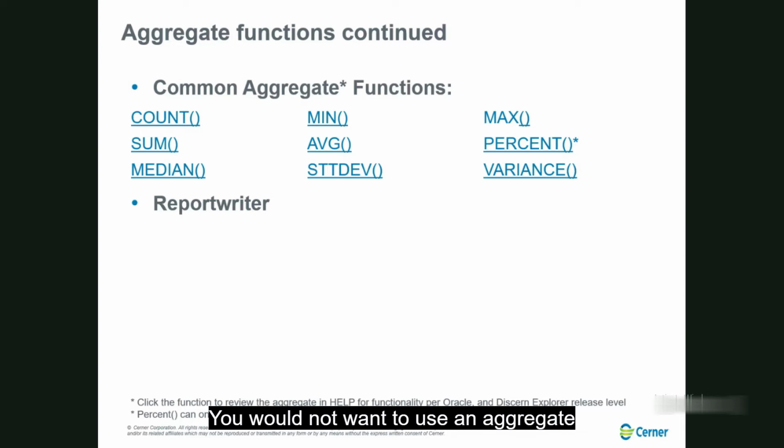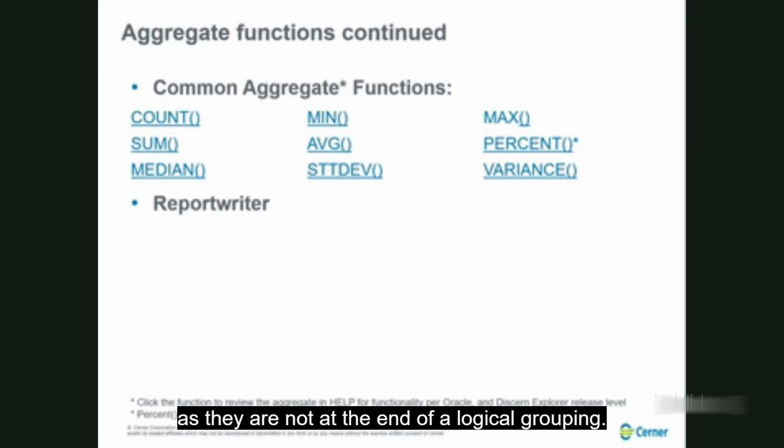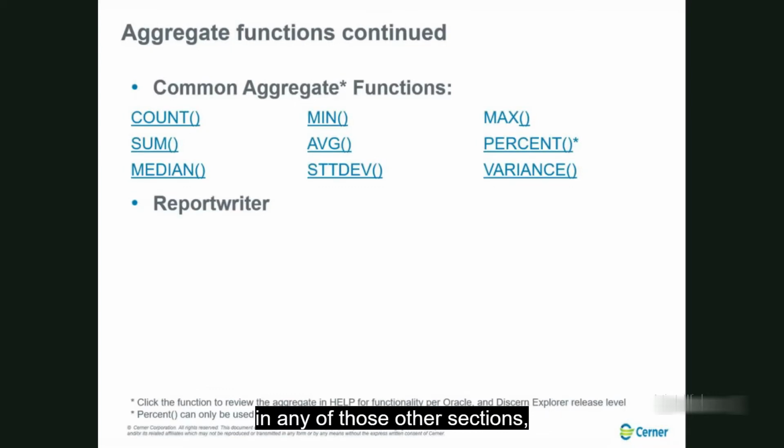You would not want to use an aggregate function in the foot page or any of the other report writer sections, as they are not at the end of a logical grouping. If you did use an aggregate function in any of those other sections, then you would not get the expected results, since they would not have access to data for the entire logical grouping.